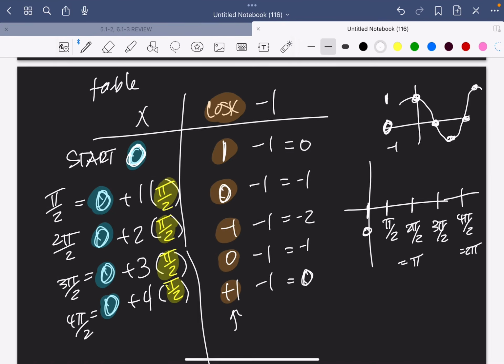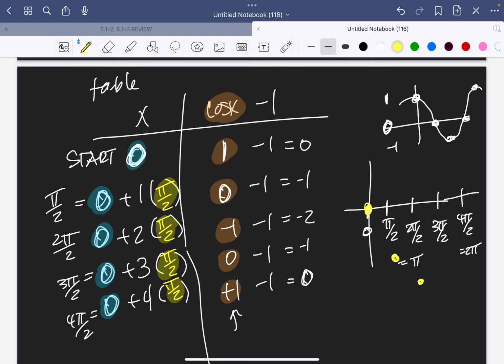Okay, so finishing up, we have a y value of 0, a y value of -1, y value of -2. So -2 is going to be right here. No, it's going to be right here.